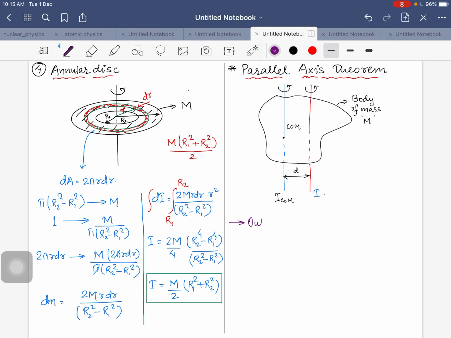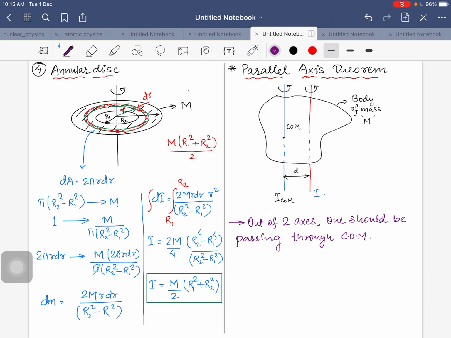कि out of two axes, one should be passing through center of mass. Okay, then only we can apply. One should be passing through the center of mass.